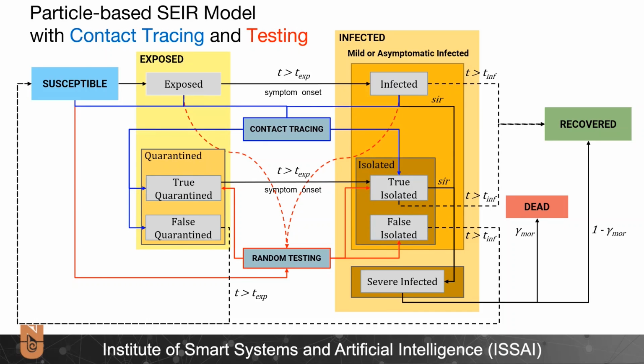And secondly, the contact tracing module is implemented. Contact tracing checks contacts of the previously positively tested particles. If contacts of the positively tested particles are exposed, then they are sent to the true quarantined substate. And if contacts are infected, then they are sent to the true isolated substate. Contacts of the particles that were previously identified as false positive and were sent to the false isolated substate go to false quarantined, and after the exposure period, they become susceptible again.